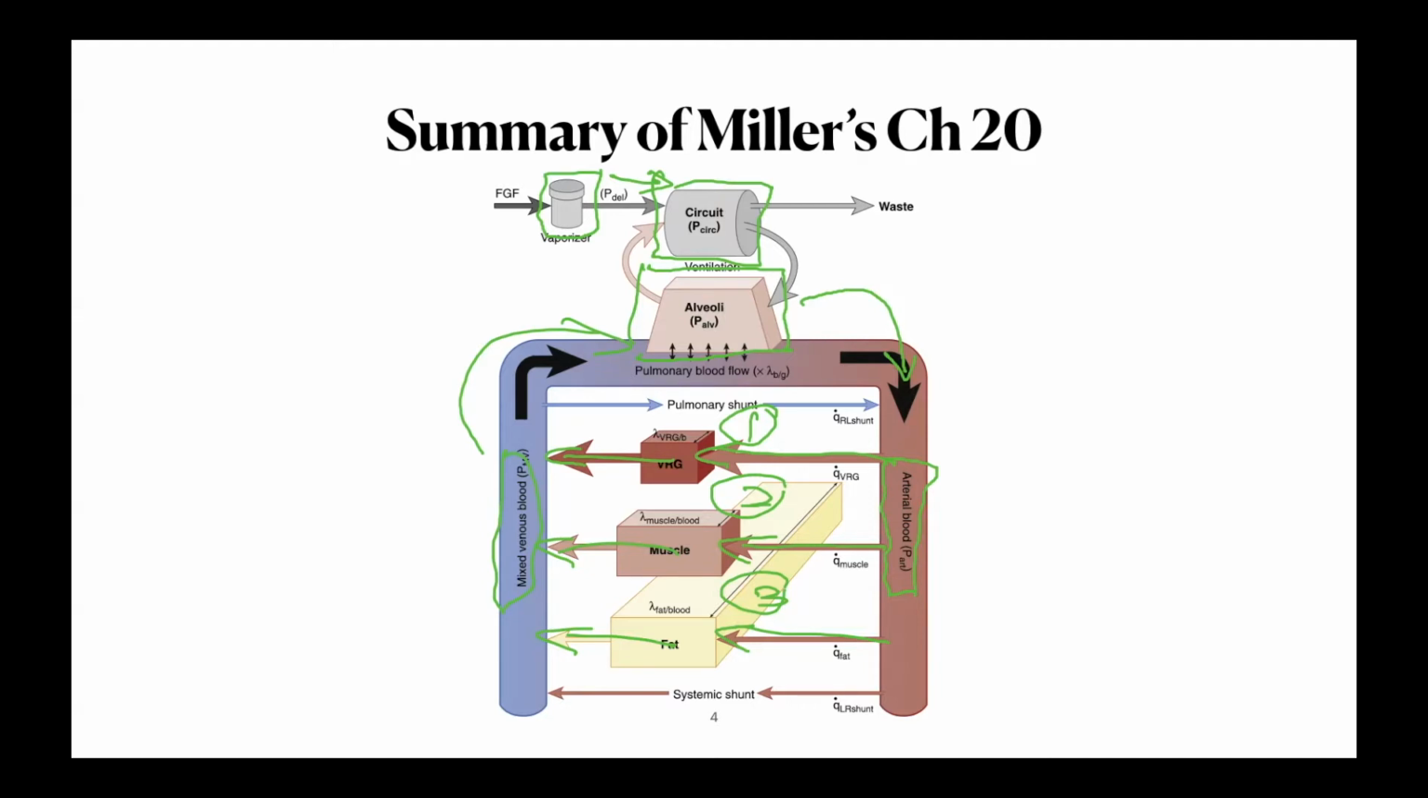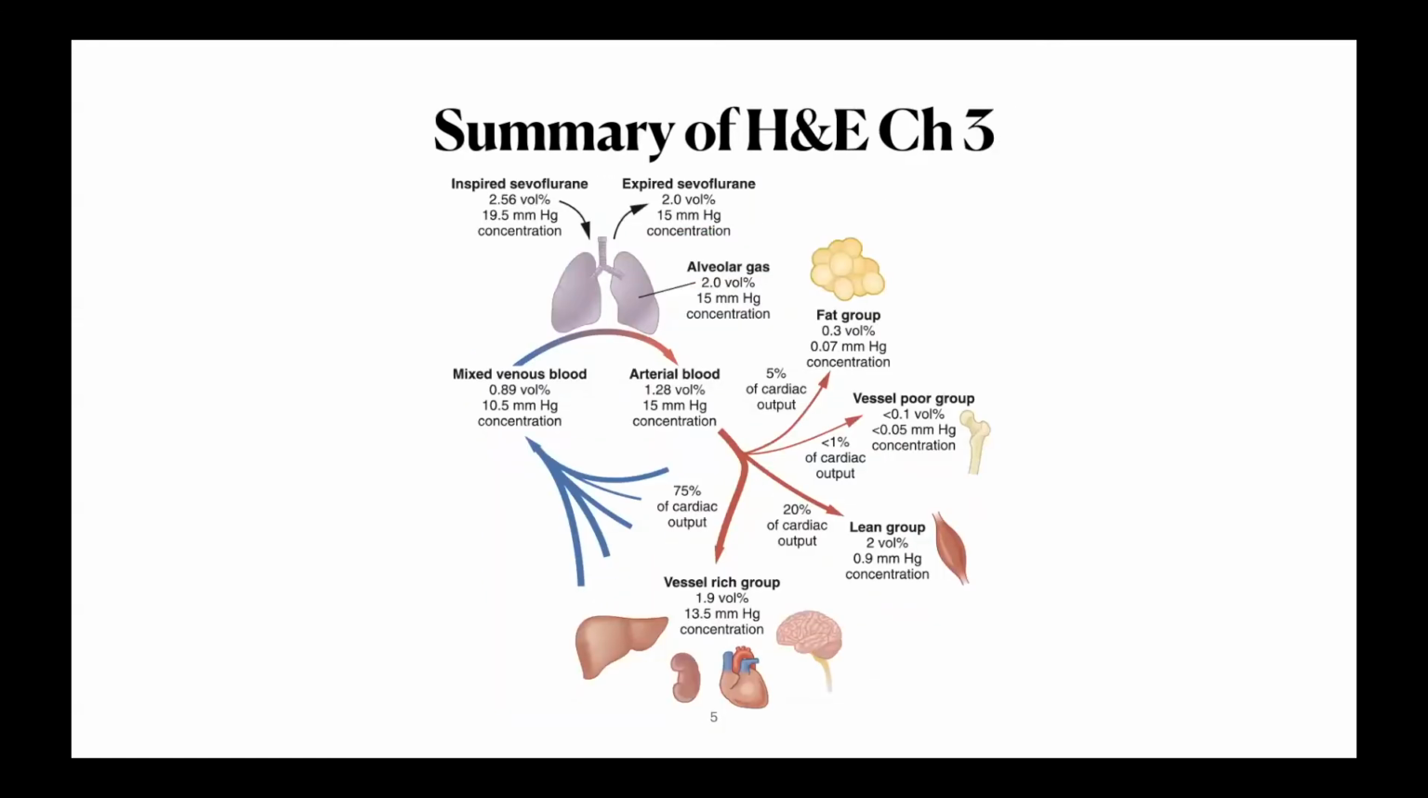And I'll show you how the other texts present it and how there's a lot of similarities between them. This is the one from Hemmings and Egan. And again, I just want to pause for a second, because what is confusing about Hemmings and Egan is that they've got the volume percentage, which is mils per 100 mils. And they have it for inspired sevoflurane, expired sevoflurane, alveolar gas.